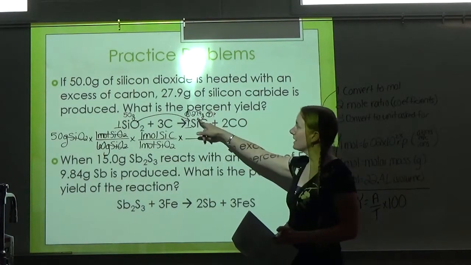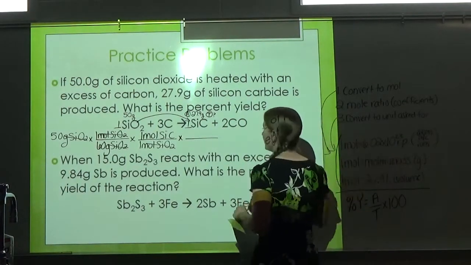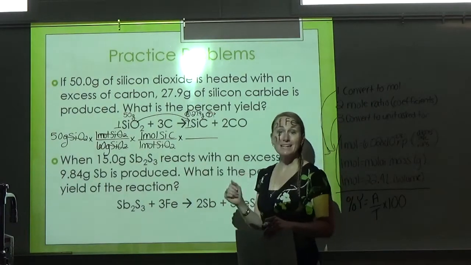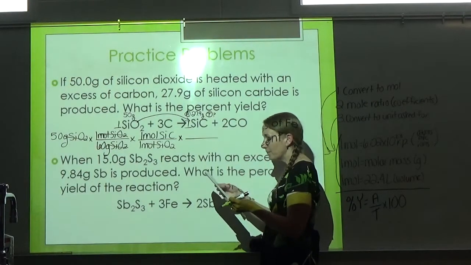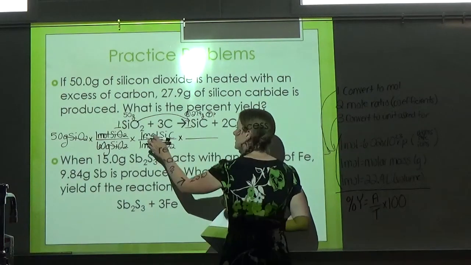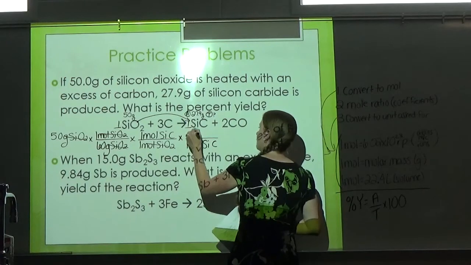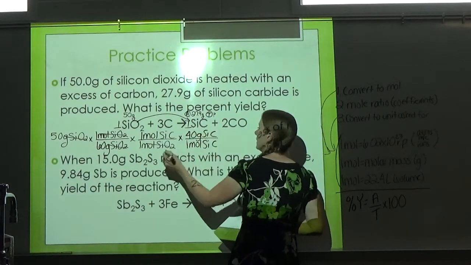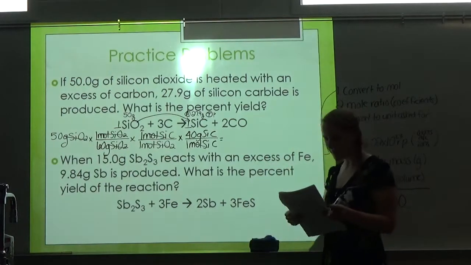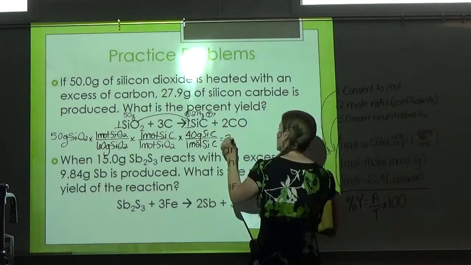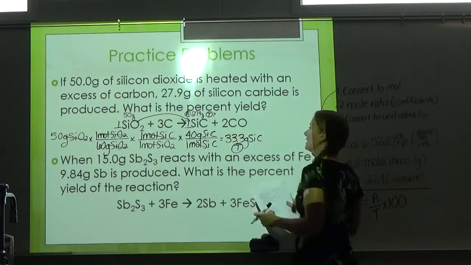Well, since they gave me grams, I obviously want to go to grams too. So I'm going to use molar mass again. But this time I'm going to use it for my SiC. So when you add that up, you should get about 40 grams per mole. So since mole is on top, I'm going to put my 1 mole on bottom and my 40 grams on top. So my mole cancel. So then I multiply across the top, divide by the bottom, and I end up getting about 33.3 grams of SiC. So see, this is my theoretical.